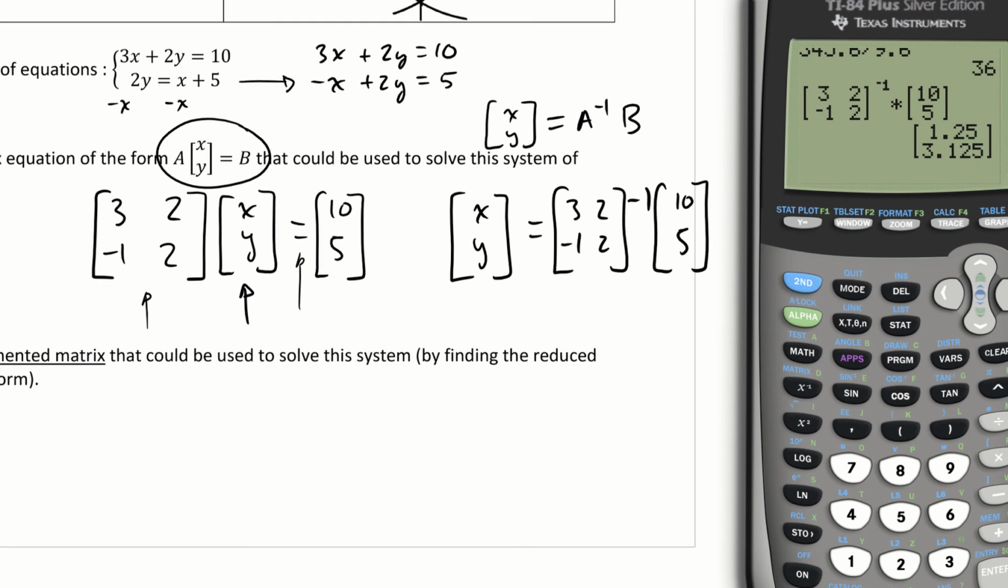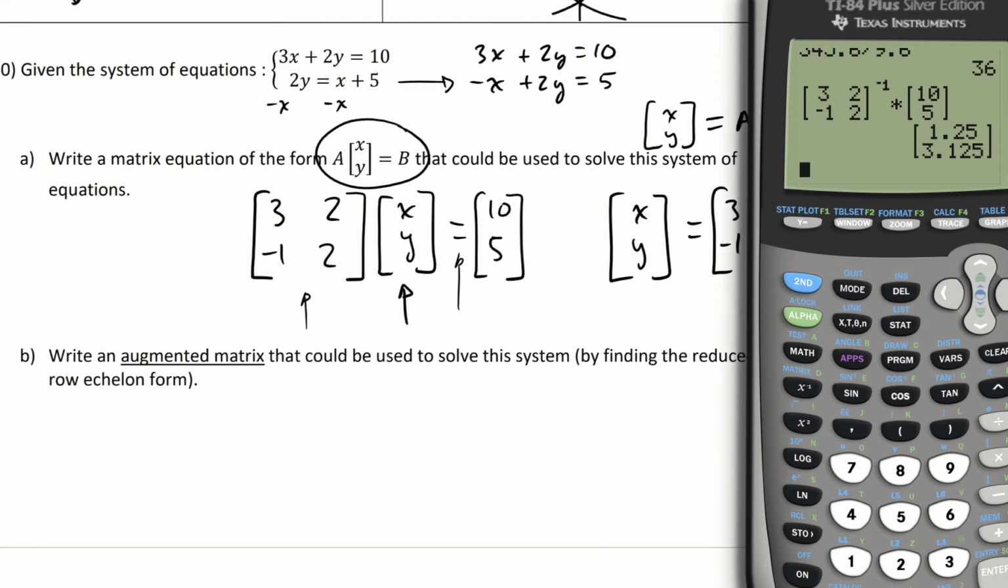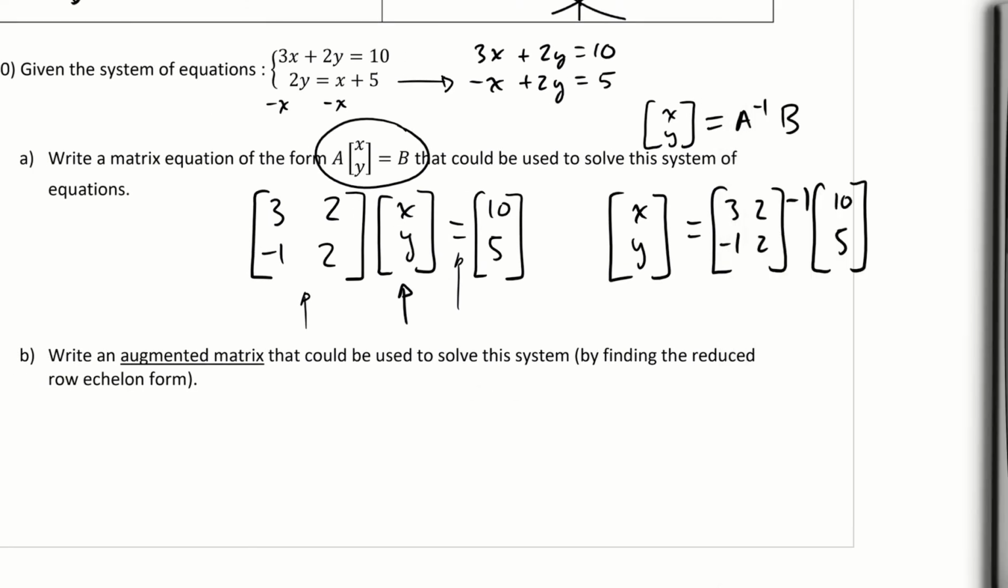And if I feed them into this original equation, I can verify that, yeah, that's the x and y that makes both of those equations true at the same time. Now, the other way that we talked about solving systems using matrices was to write an augmented matrix and then transform that into the reduced row echelon form.